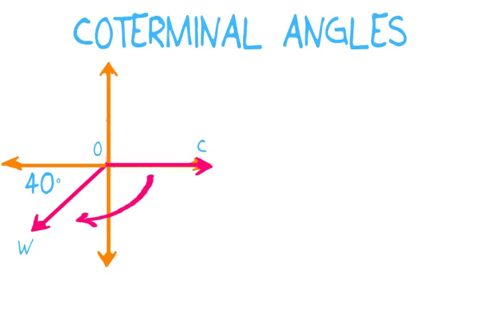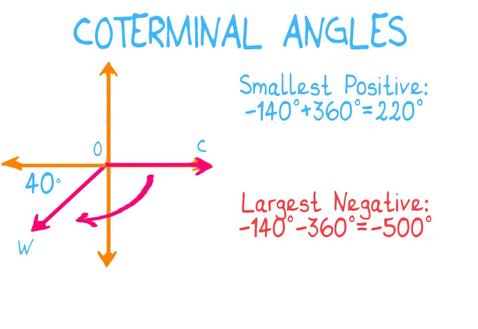Proceeding to coterminal angles, we first add 360 to negative 140 to get the smallest positive coterminal angle. The smallest positive coterminal angle is equal to negative 140 plus 360, which is equal to 220 degrees. Also, we subtract 360 from negative 140 to get the largest negative coterminal angle. So the largest negative coterminal angle is equal to negative 140 minus 360, which is equal to negative 500 degrees.